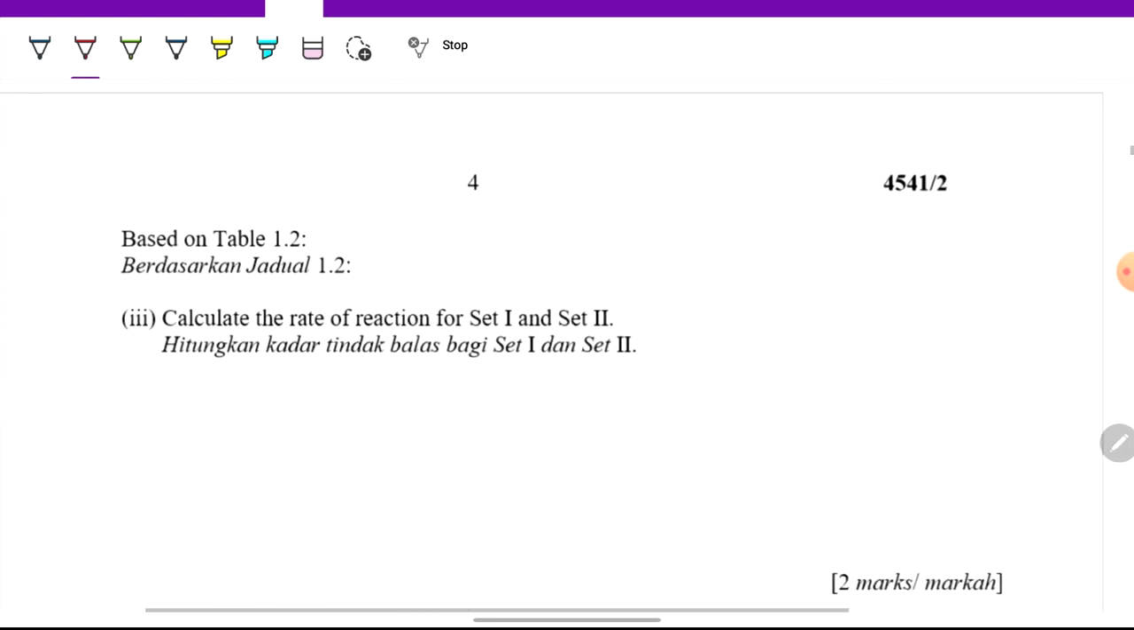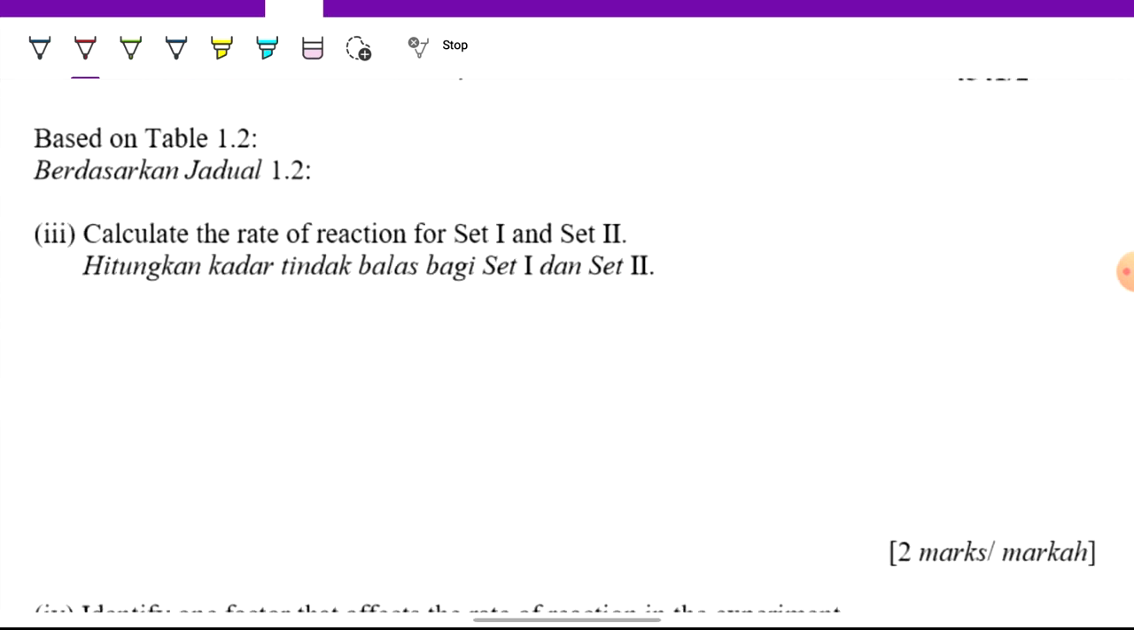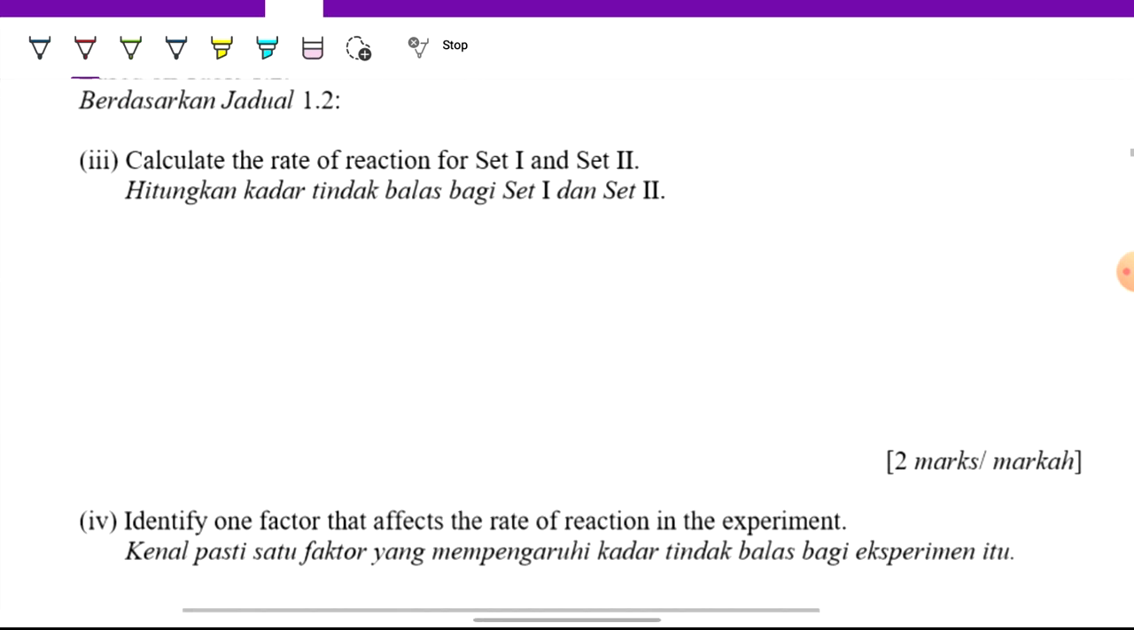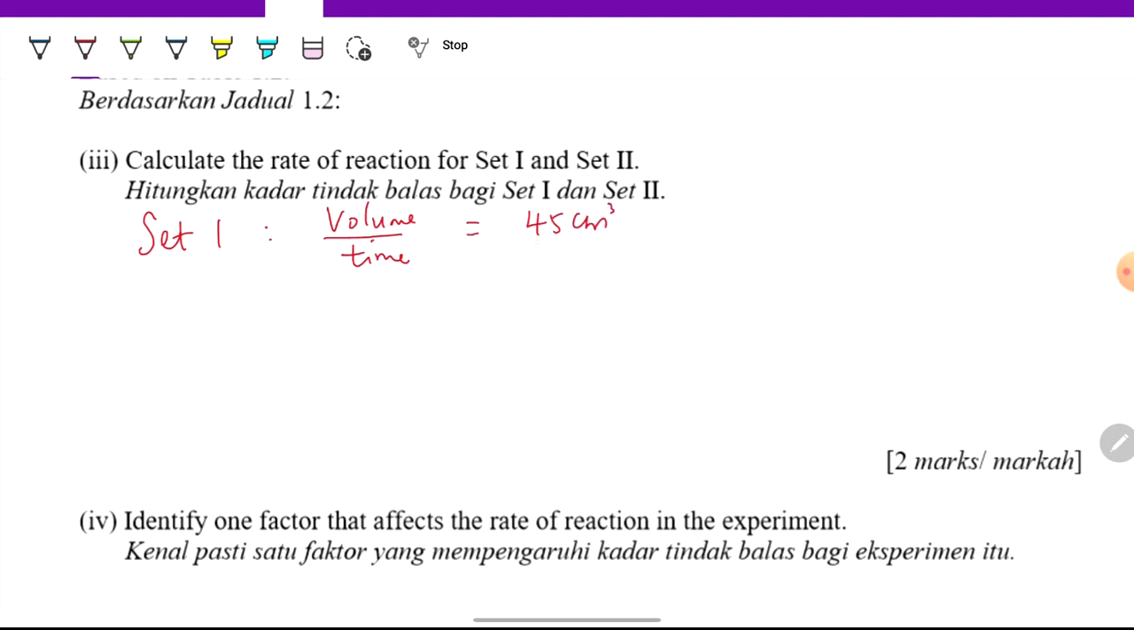Okay, next question. Calculate the rate of reaction for experiments 1 and 2. So set 1. We use the formula volume divided by time. The volume of the gas collected is 45 cubic centimeter just now, over the time taken, 150 seconds. So use your calculator. It's 0.3 cubic centimeter per second.